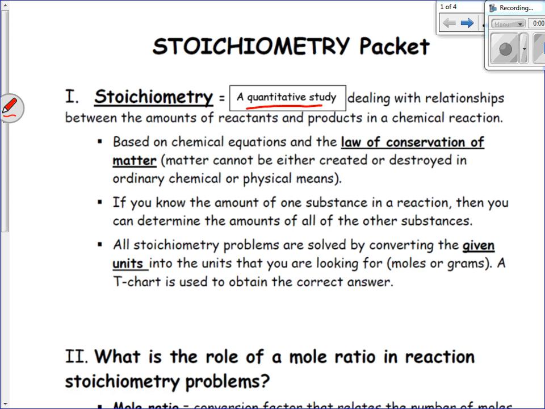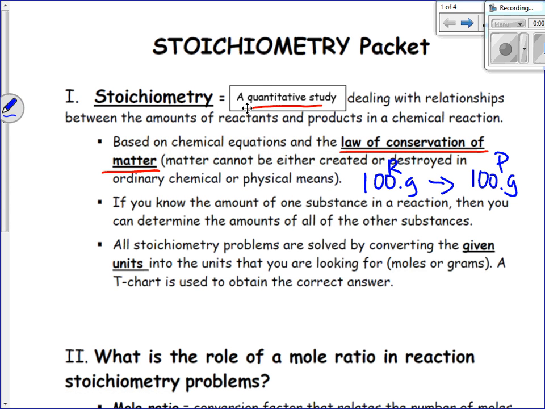Okay? So we're going to be looking at the numerical values, and it is based off of the law of conservation of matter. Matter cannot be created or destroyed. The law of conservation of matter is the same thing as the law of conservation of mass. Mass is equal on both sides if matter is equal on both sides. So just to reiterate this from the other day, if you have 100 grams on your reactant side, that means you have 100 grams on your product side.